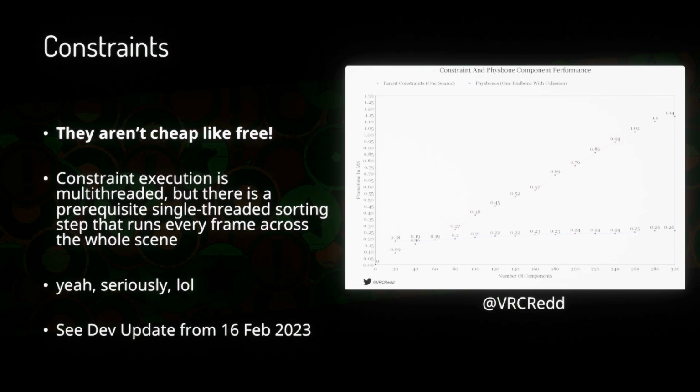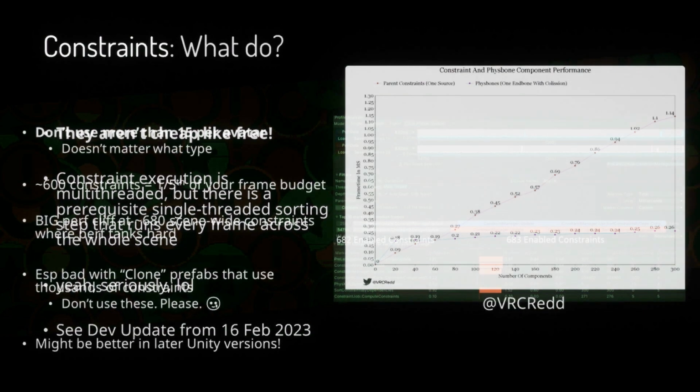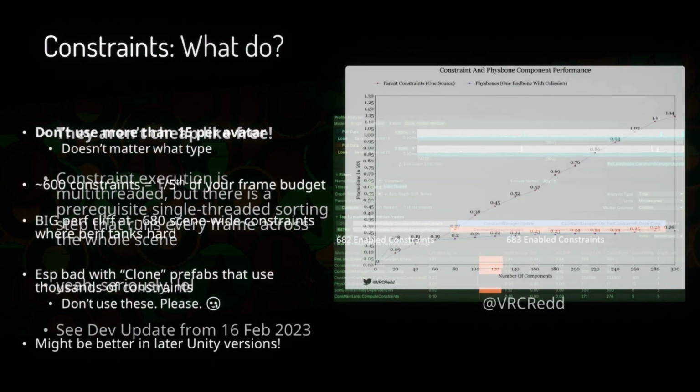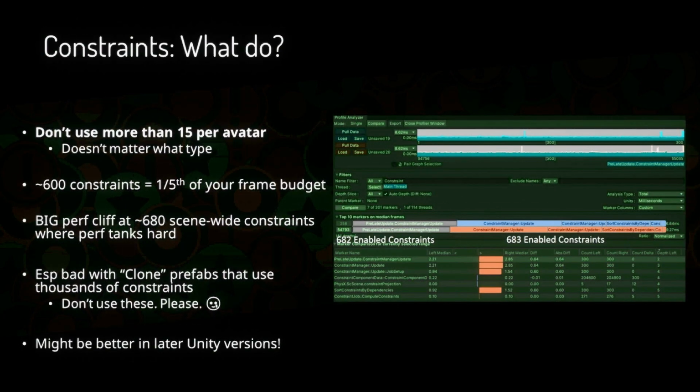We have a dev update that talks about this back in February on the 16th. Please go read it. Also, shout outs to VRC Red that provided that graph there that shows basically the flat line there is Fizzbones, which I'll talk about in a bit, and that line that just keeps going up linearly is constraints. But it doesn't go up linearly forever. It has this big performance cliff at 683, I think, that once you get past that point, the sorting takes so long that it's some kind of weird internal Unity thing.